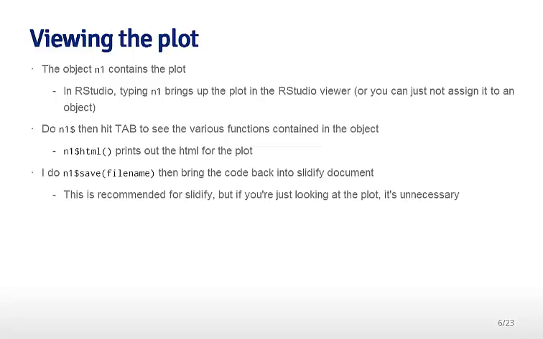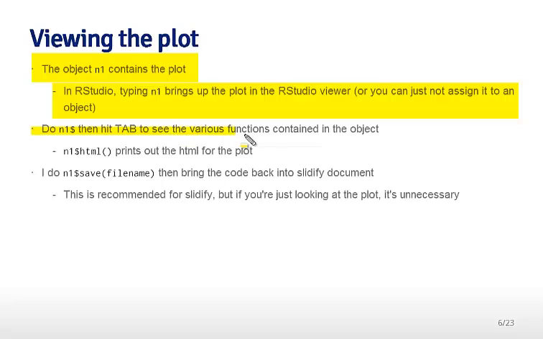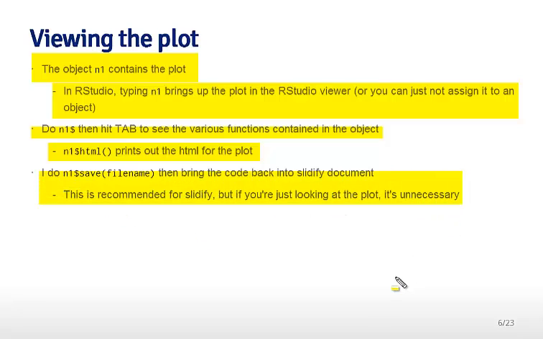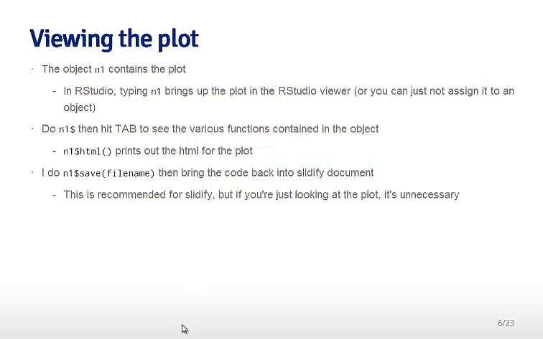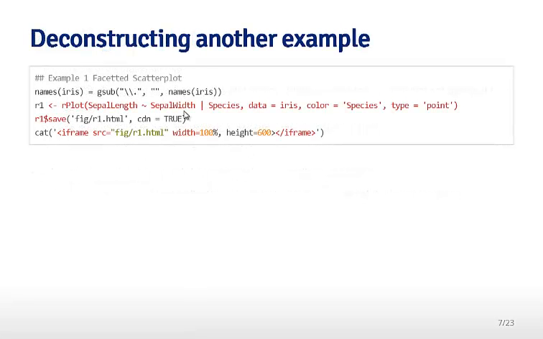Just a couple of thoughts. So the object N1 contains the plot. In RStudio, typing N1 brings up the plot in the RStudio viewer, or you can just assign it to an object. If you do N1 asterisk and then tab, you see the various functions contained in the object. For example, N1 HTML prints out the HTML. N1 save file name is what I'm using to bring it back into a Slideify document. The save function just saves an HTML document with the plot embedded in it.